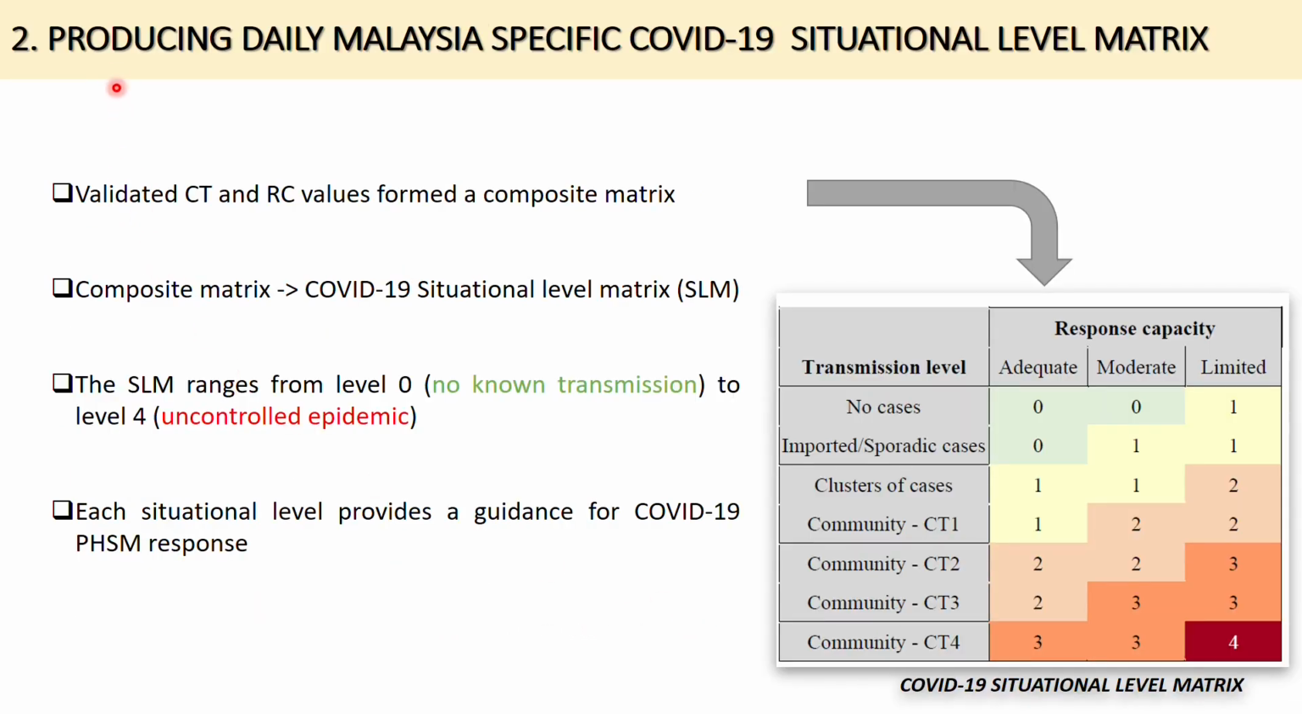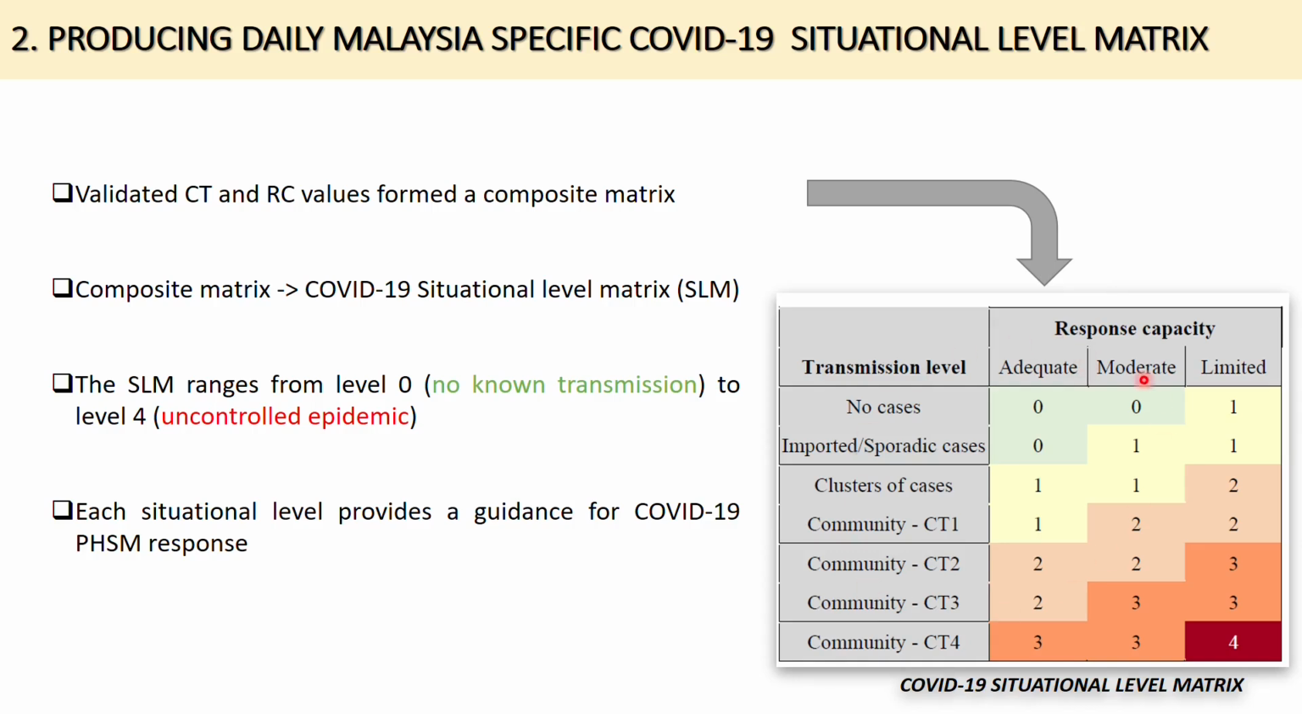Secondly, following this, it was important for us to then use these validated CT and RC levels to form the composite matrix, which is the situational level matrix. This diagram here denotes the situational level matrix, which is a composite variable made of the response capacity and the transmission level, wherein the response capacity is divided into 3 levels: adequate, moderate, and limited, while the transmission level is divided into no cases, cluster of cases, and CT level 1 right up to 4.